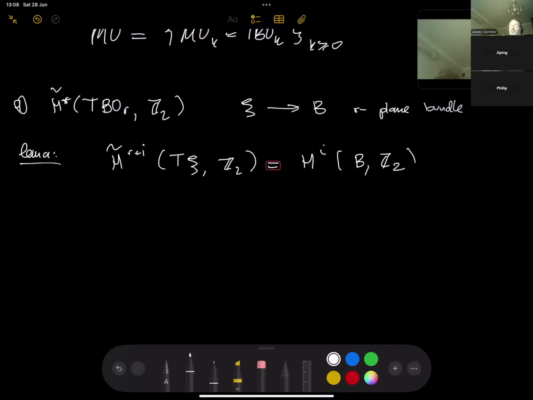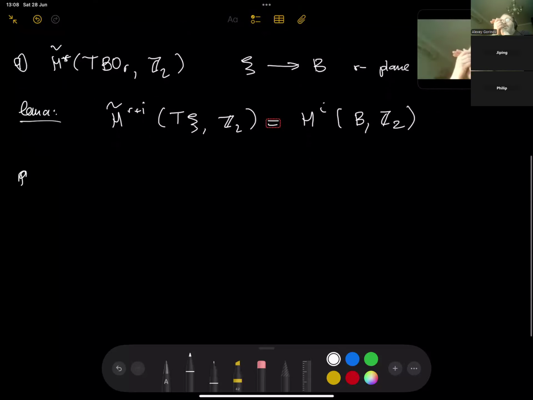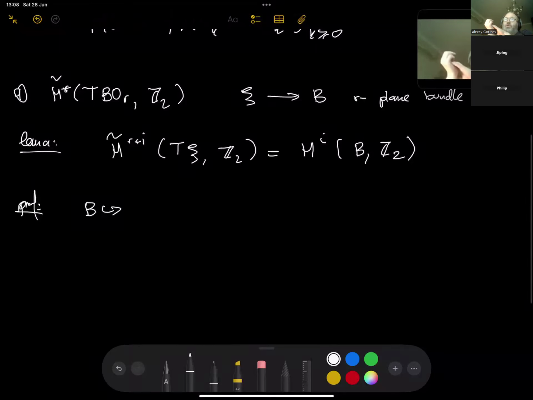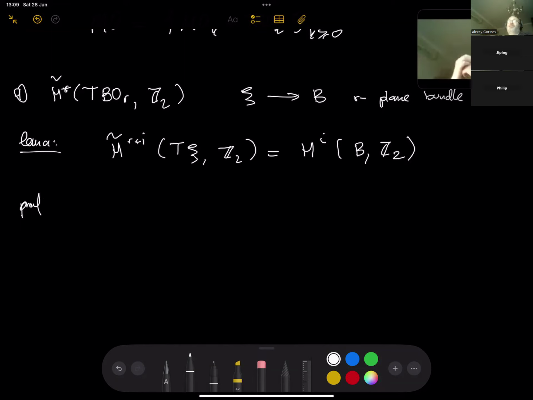Well, how to show this? So let's embed B as T0. We saw this in class. Oh, okay. So I won't. Do you want to see the proof again? Yeah. Okay, in that case, let's go through the proof again. Okay, sure.